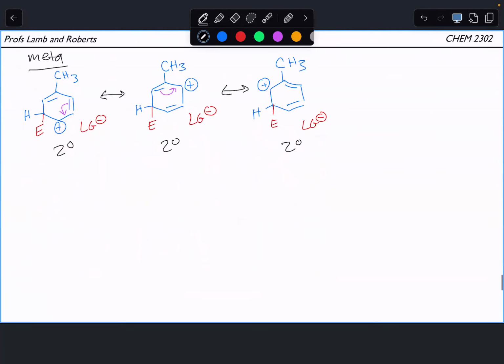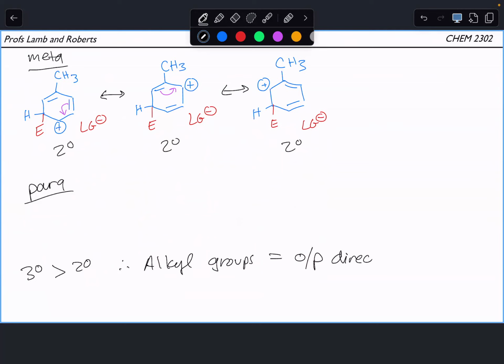So I also want you as a challenge to draw the para. I will include that in the notes, but I want that as my challenge to you because it's the same as the ortho. But tertiary is greater than secondary. Therefore, our alkyl groups are also ortho para directors. Okay? So we will recap this next time, but good job as we go through all the regiochemistry.